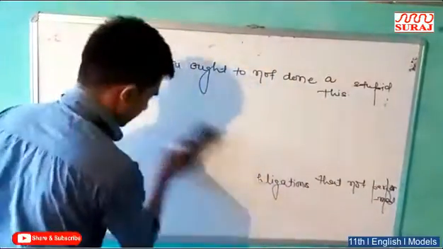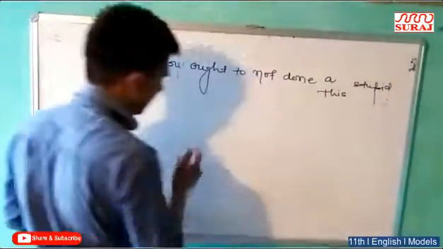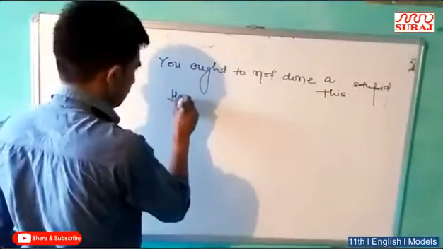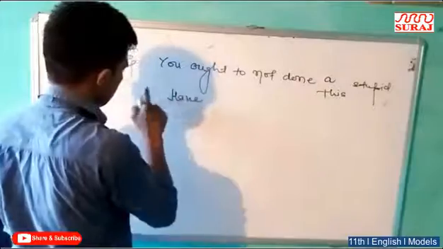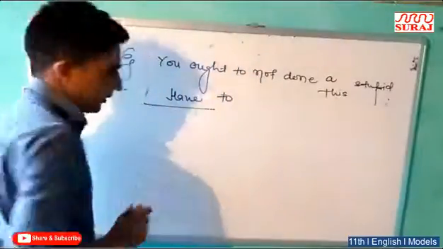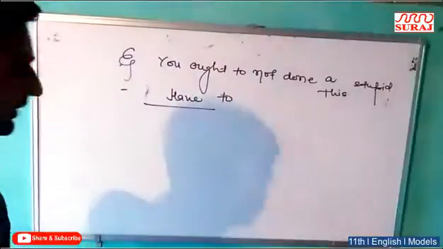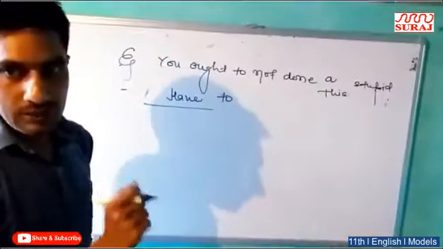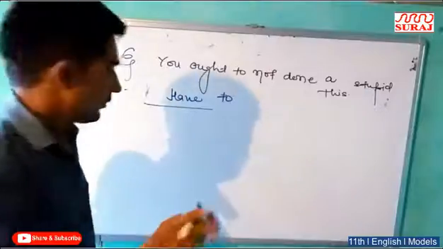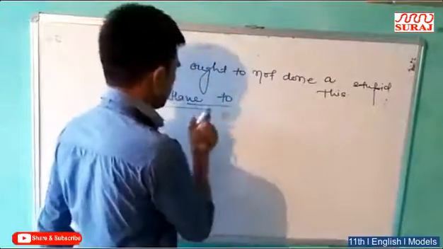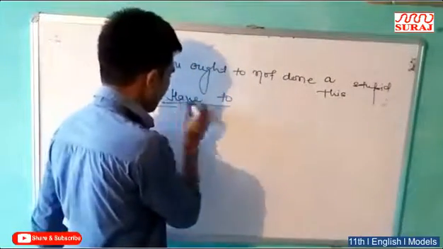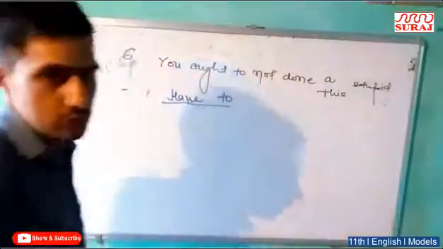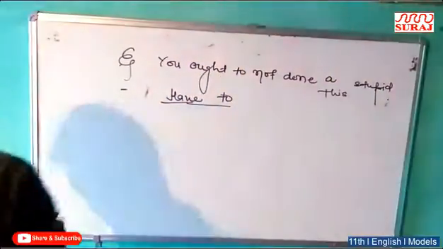Next one is. Next modal is "have to". Whenever "have" is alone, it is also used as an auxiliary verb. When it is used in "have to", it is used as a modal helping verb.